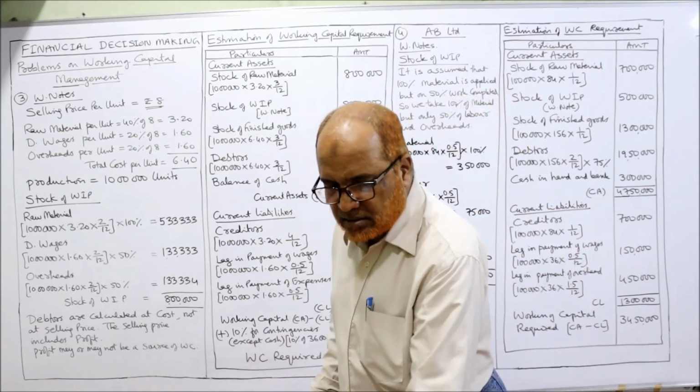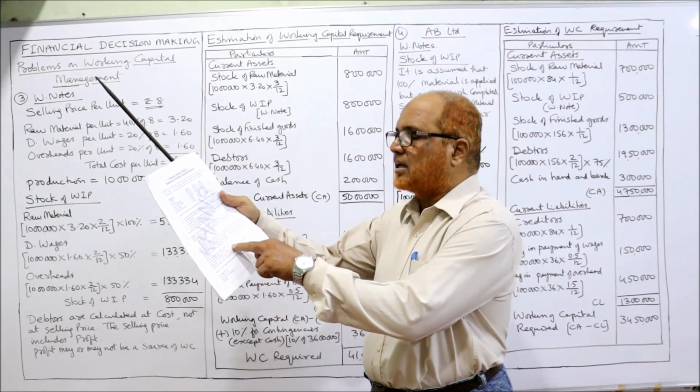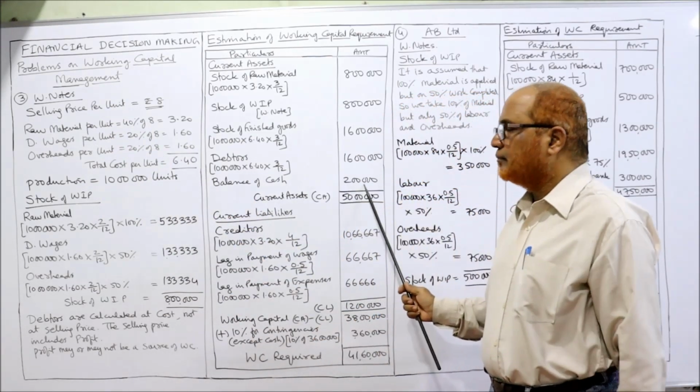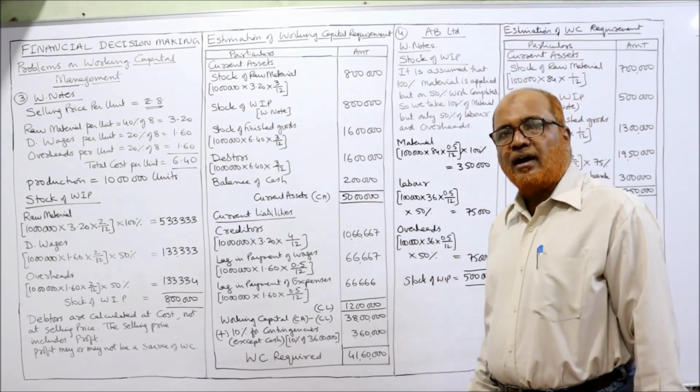Lastly, cash balance. Cash balance is given. The estimated balance in cash to be held is 2 lakh. The total current assets comes to 50 lakh.